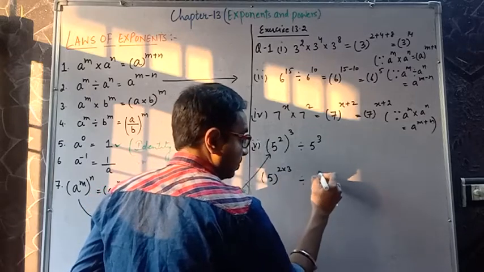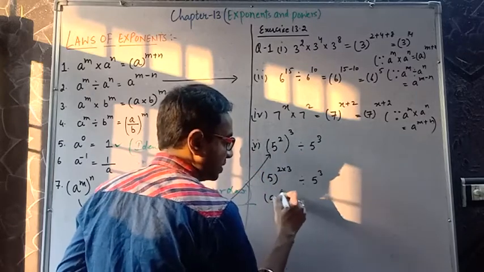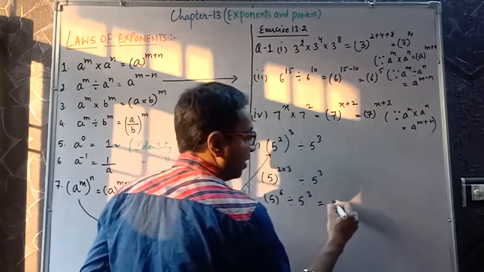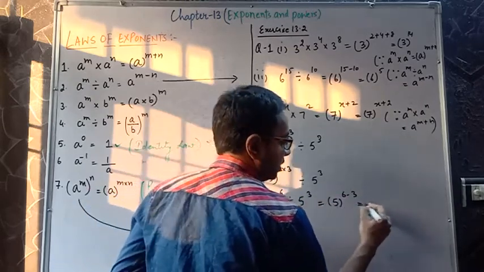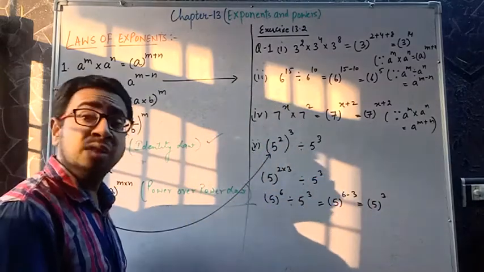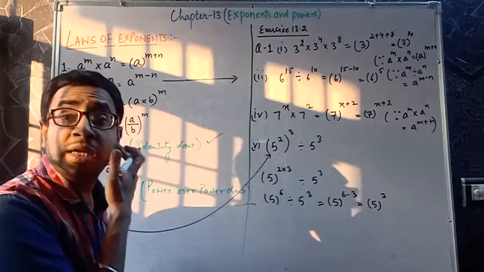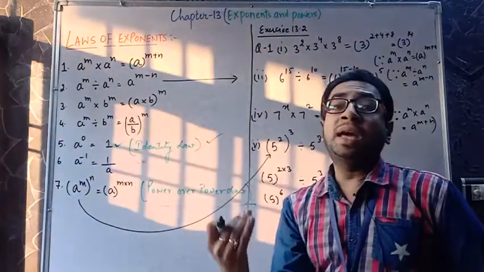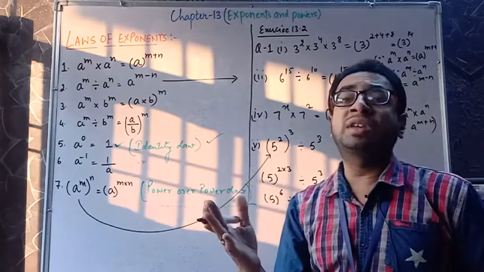So we will be getting 5 raised to power 6 divided by, again bases are same, in division powers will be subtracted. So 5 raised to power 3. So in one question as many rules as possible can be applied. There is no hindrance, there are no limitations on applying rules. Even in one question many rules can be applied.